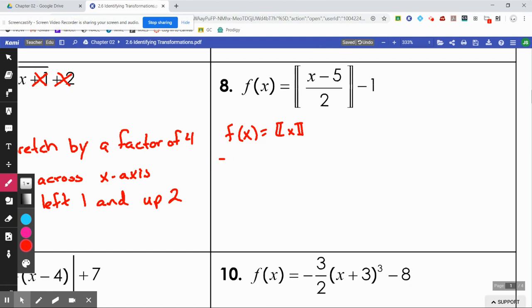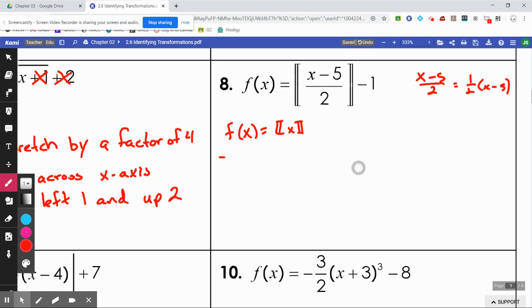Let's look for any multiplication and division. Now the inside, we need to get used to this. Anytime you have x minus 5 divided by 2, that can be rewritten as 1/2 of x minus 5 to make it look more like what we're used to. Division by 2 is the same thing as taking half of something. So that way you can see the multiplication.